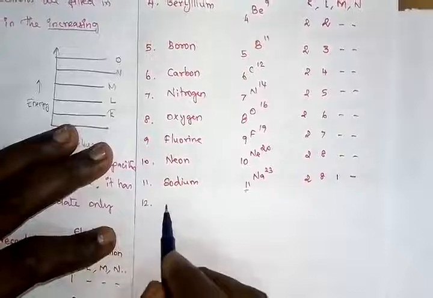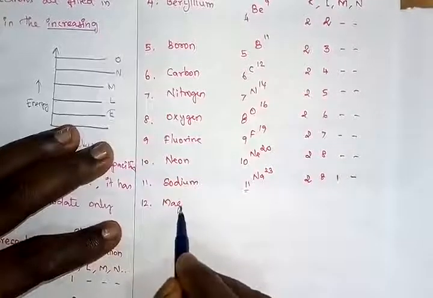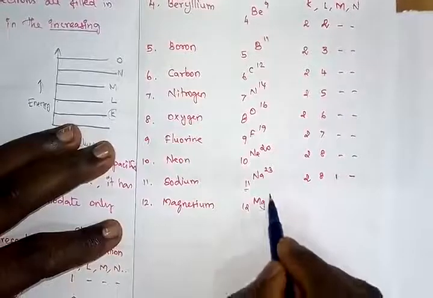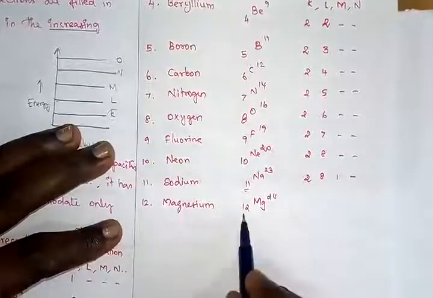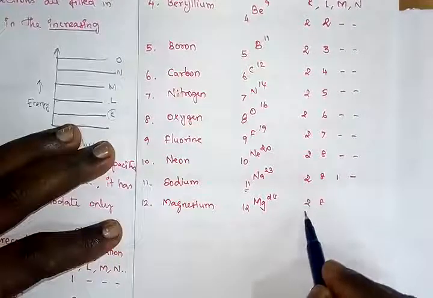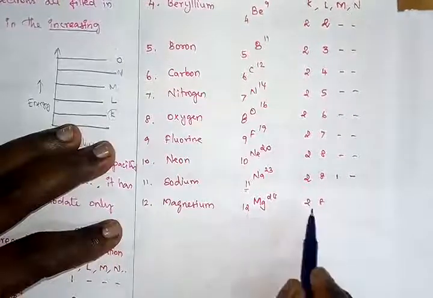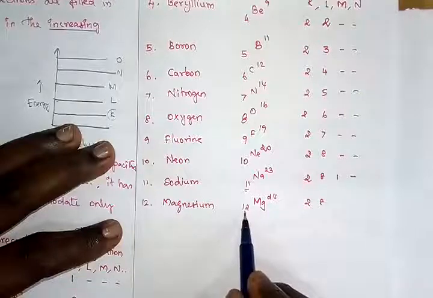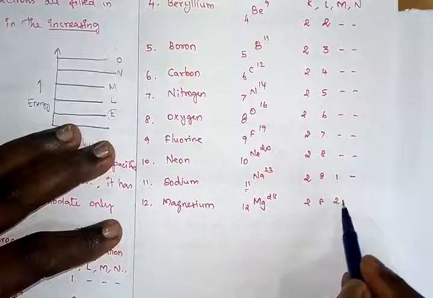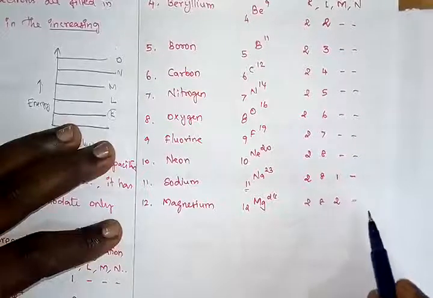The next one is the 12th one, that is magnesium, 12Mg24. So here we have 12 electrons. So 2 comma 8, the first two shells are completely filled. 12 minus 10 is 2. So the M shell has 2 electrons. The next shell is empty.